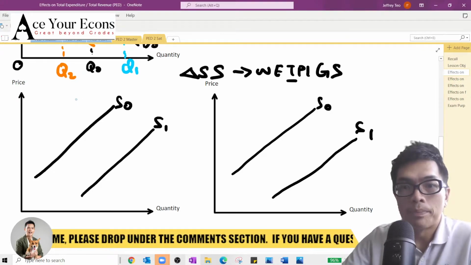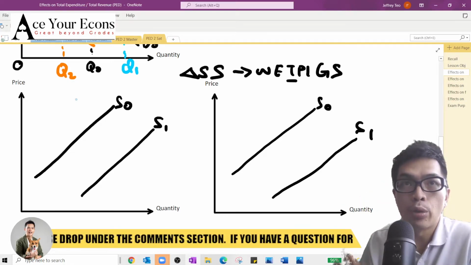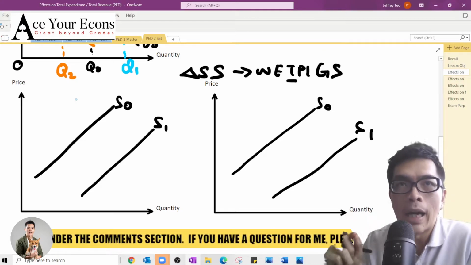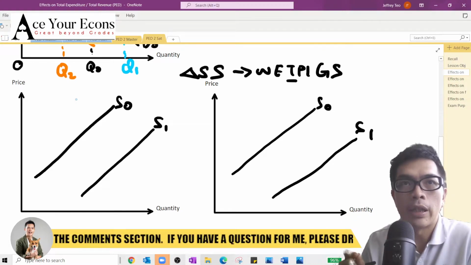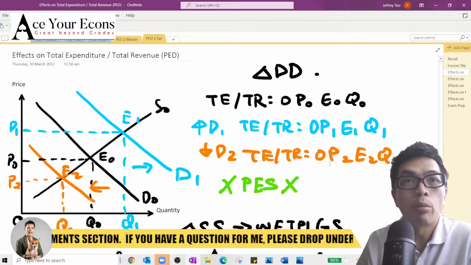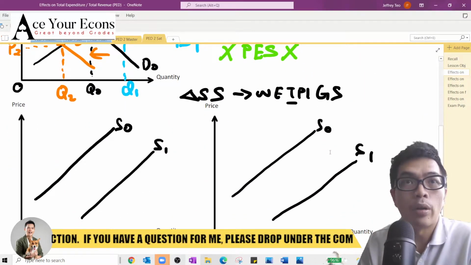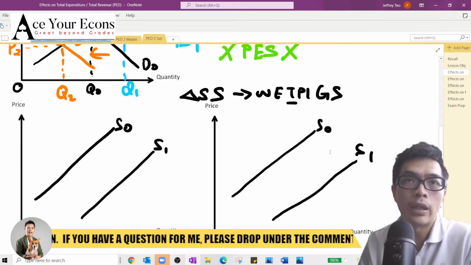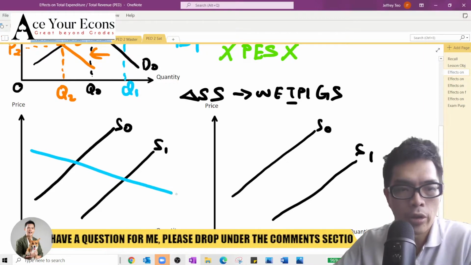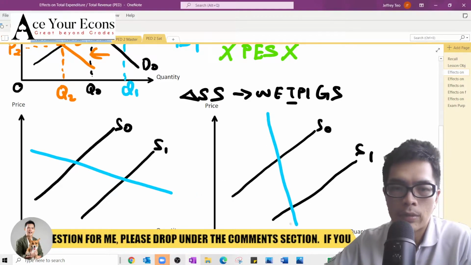Okay, remember, when there is a change in supply and you are expected to deduce the total spending or total revenue, you must make an assumption of the PED. It is compulsory. The earlier example, we can be silent about PES. But the latter example, we must include PED. And I'm going to show you why. Okay, so the first one, I'm going to show you a flat demand curve. The second one, I'm going to show you a steep demand curve.